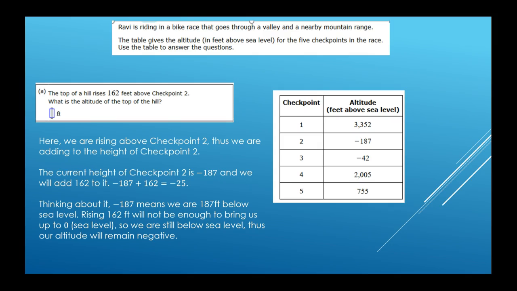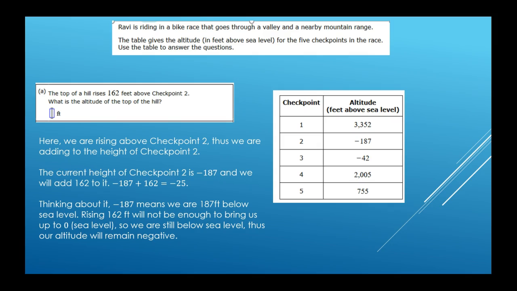Okay, so we deal with these negative numbers because sometimes you deal with temperatures, or as in this problem, we deal with altitudes. Altitudes are above and below sea level. Sea level is considered 0 altitude. Above sea level is positive, below sea level is negative.